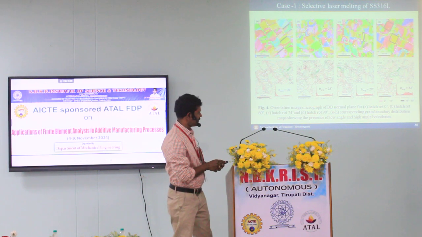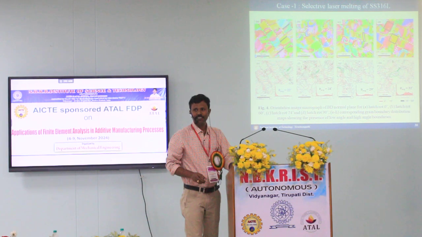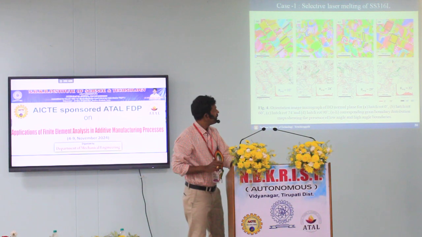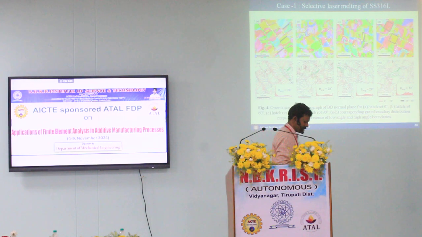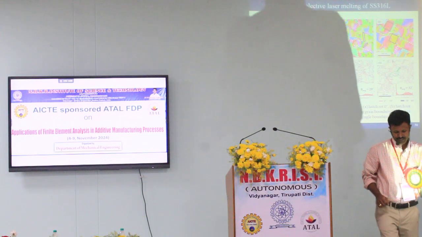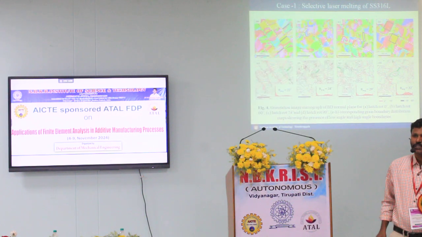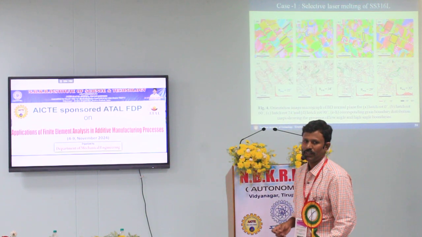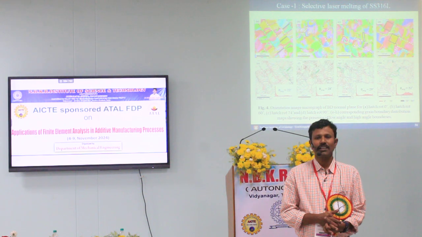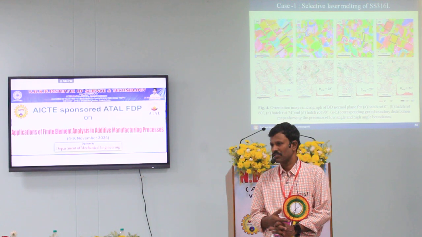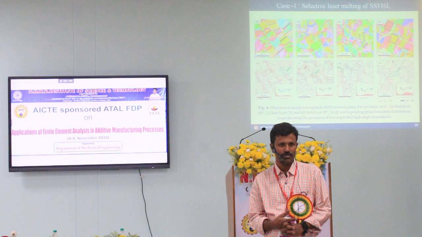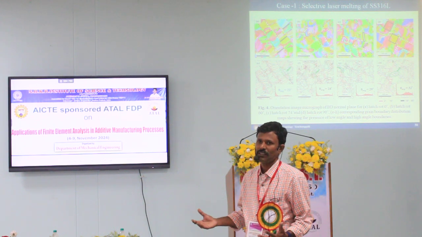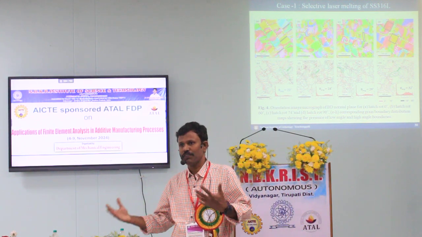Okay, so selective laser melting we have done on 316L, that is austenitic stainless steel. L stands for low carbon. To avoid sensitization, carbon will be reduced with some additional alloying elements so that it is more stable, more corrosion resistant, more tough, more efficient in application.